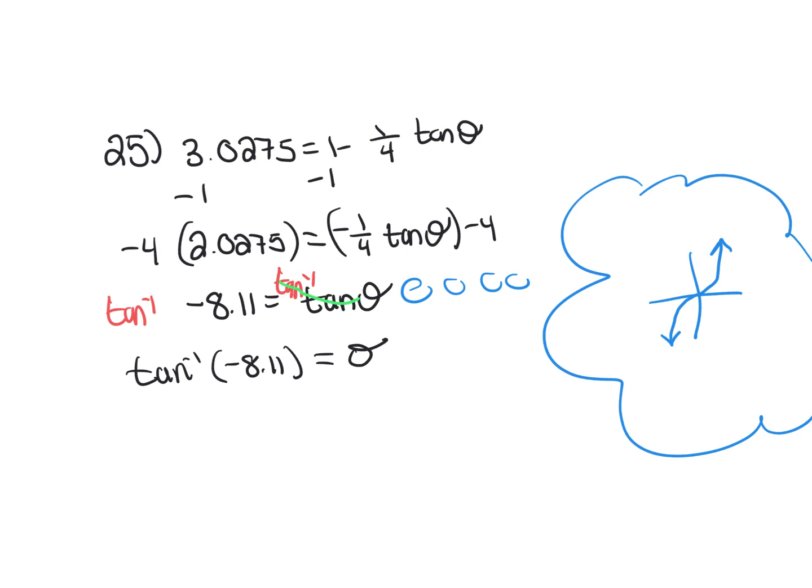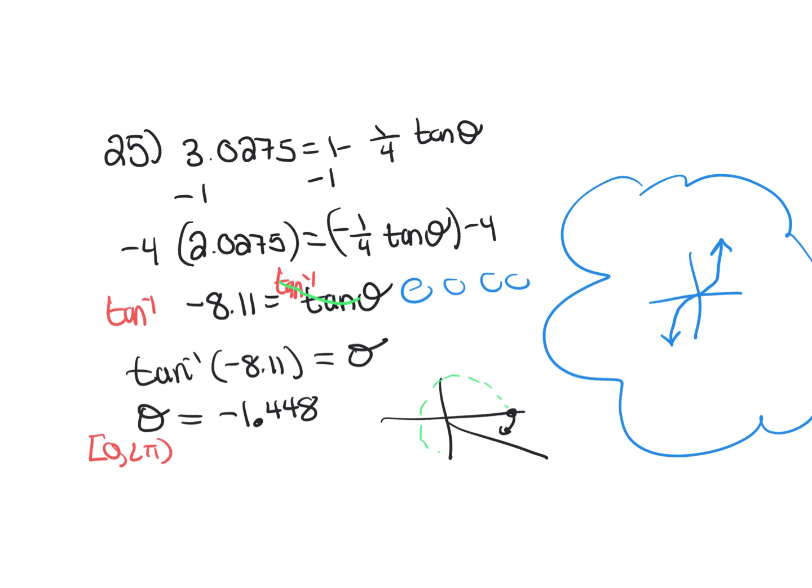And you're going to grab your calculator and you're going to read the directions. The directions say between 0 and 2 pi, which means you want to make sure that you are in radians, not in degrees. The answer that pops out from the calculator is negative 1.448. That means I started right here and I went this way. But the directions say from 0 to 2 pi. I can't go down, I have to go up this way.